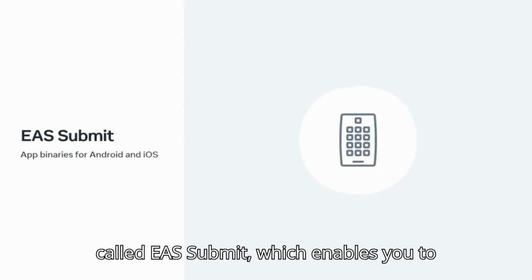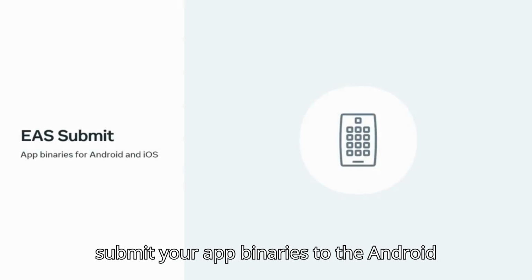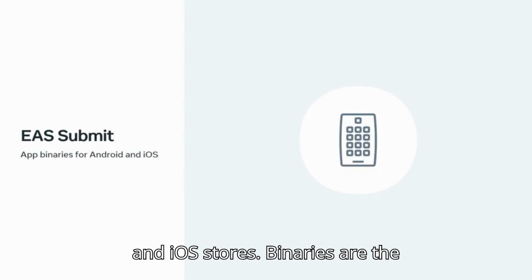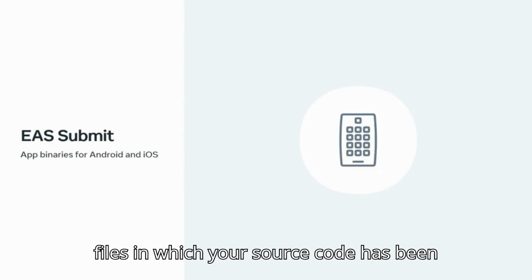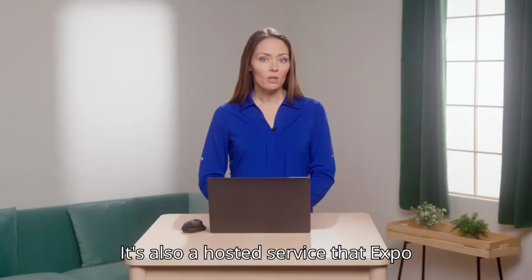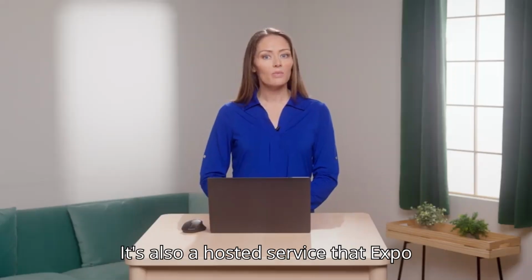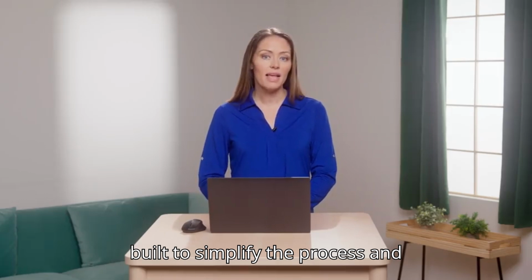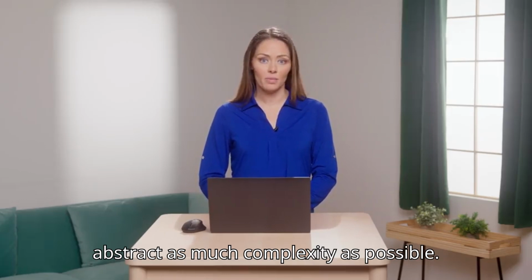Similar to EAS Build, Expo comes with another tool called EAS Submit, which enables you to submit your app binaries to the Android and iOS stores. Binaries are the files in which your source code has been converted into machine-readable code. It's also a hosted service that Expo built to simplify the process and abstract as much complexity as possible.